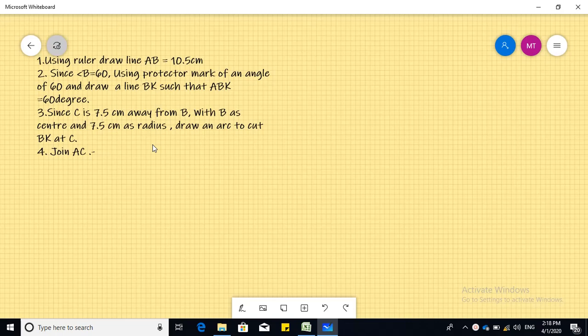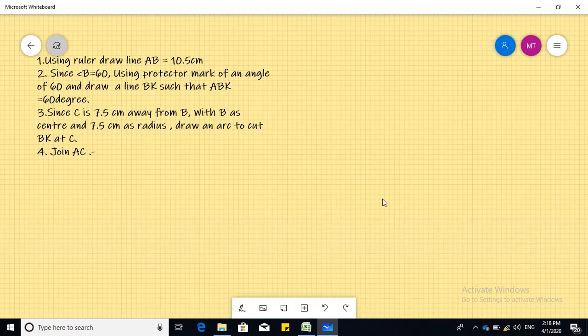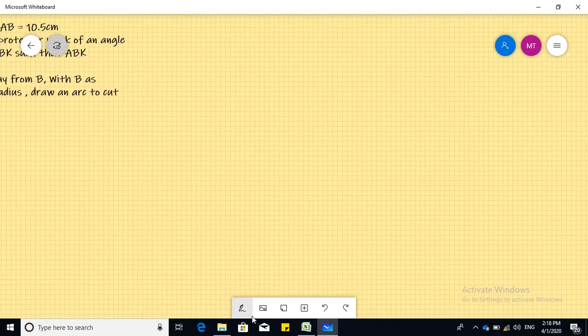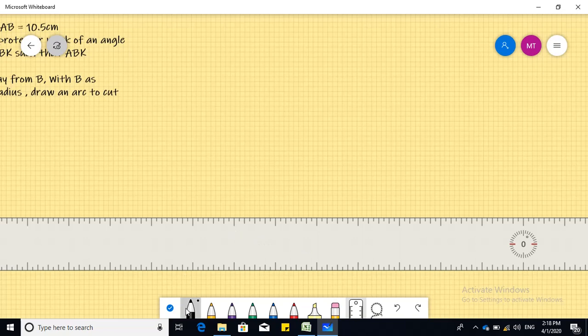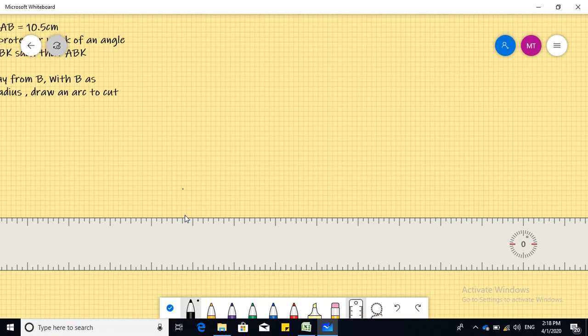The first step says that we have to use a ruler to draw line AB of 10.5 centimeters. So now, starting off with the real stuff, making a line of 10.5 centimeters. I think this place won't be enough. Why not go to some other place? Hold on a second. I think this part will be enough. This much. Now going towards making a line of 10.5 centimeters. Black color will be fine, I guess. Fine. So a line of 10.5 centimeters goes here.